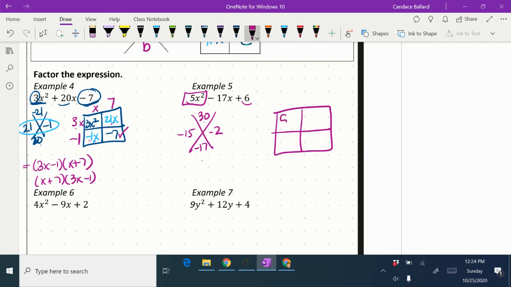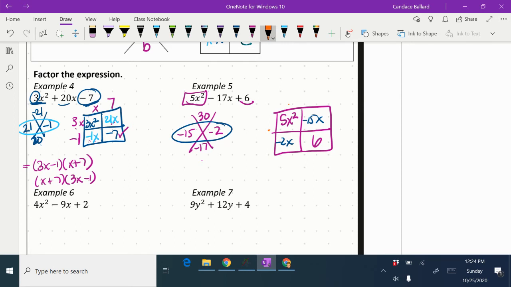So top left-hand corner is 5x squared. Bottom right-hand corner is this 6. Then I'm going to use what I got in the magic X, followed by X's, does not matter the order. These two other boxes, the order does matter. Now I'm going to ask myself, what times what is 5? 5 times 1 is 5.